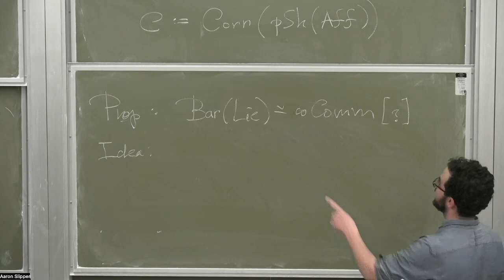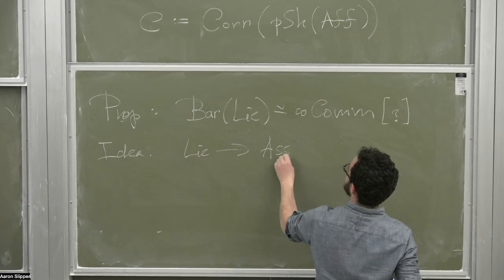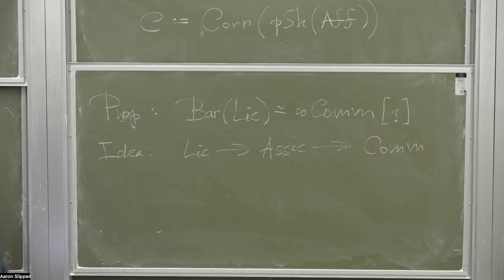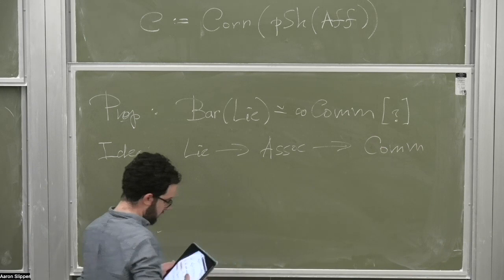I guess just the idea, which is again not going to be literally true, but it's like almost an exact sequence. Going to associative, going to commutative. So when you divide associative by the commutator, you get... I think it's literally true. I think you need to take only second and above operations. There is something similar.